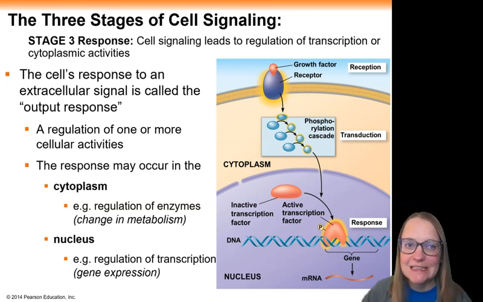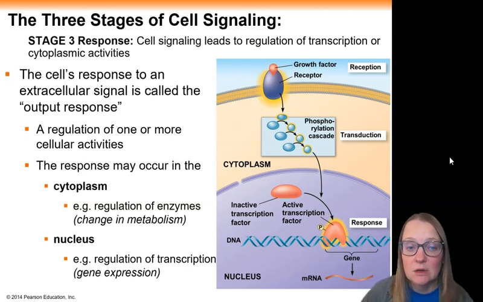And finally, we get to stage 3, which is the cellular response. So we have allowed the signaling molecule to bind to the receptor, stage 1. We've gone through a signal transduction pathway, stage 2, and finally we are ready to actually enact some sort of cellular response, also called an output response. Typically, this is the regulation of one or more cellular activities, and the response can occur either in the cytoplasm or actually even in the nucleus.